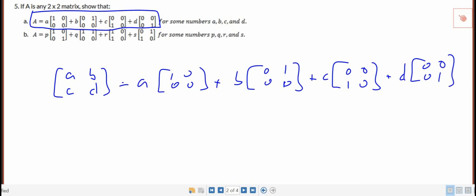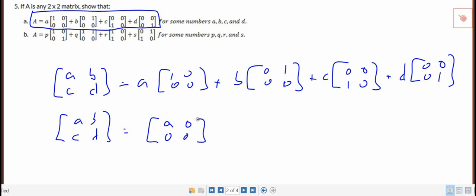Okay. And the answer is, of course, it's just writing out, making sure your scalar multiplication, oh, well, A times that would be this matrix. B times that. Remember, with the scalar, you just multiply every entry in the matrix by that scalar.